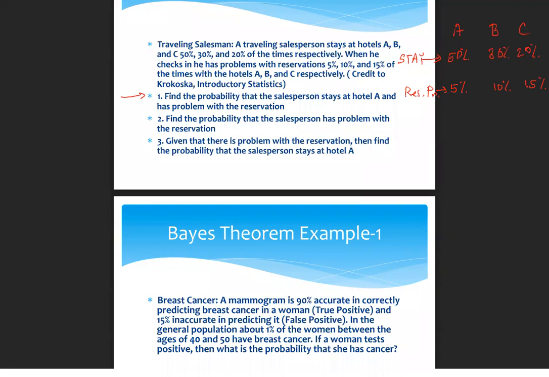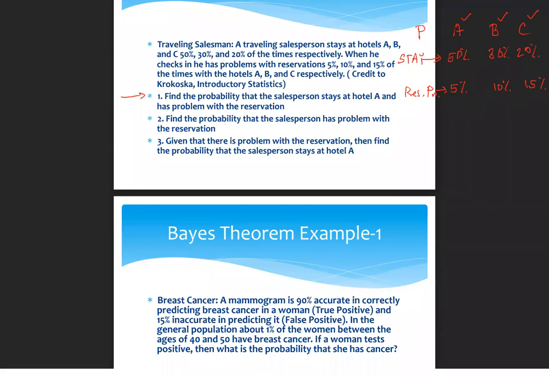So let's define events A, B, and C. Okay? A is the event that the salesperson stays at Hotel A. B is the event that the salesperson stays at Hotel B. C is the event that the salesperson stays at Hotel C. Then I defined another event. P is the event that the salesperson has a problem with reservation. When I say has a problem, I mean problem with reservation.